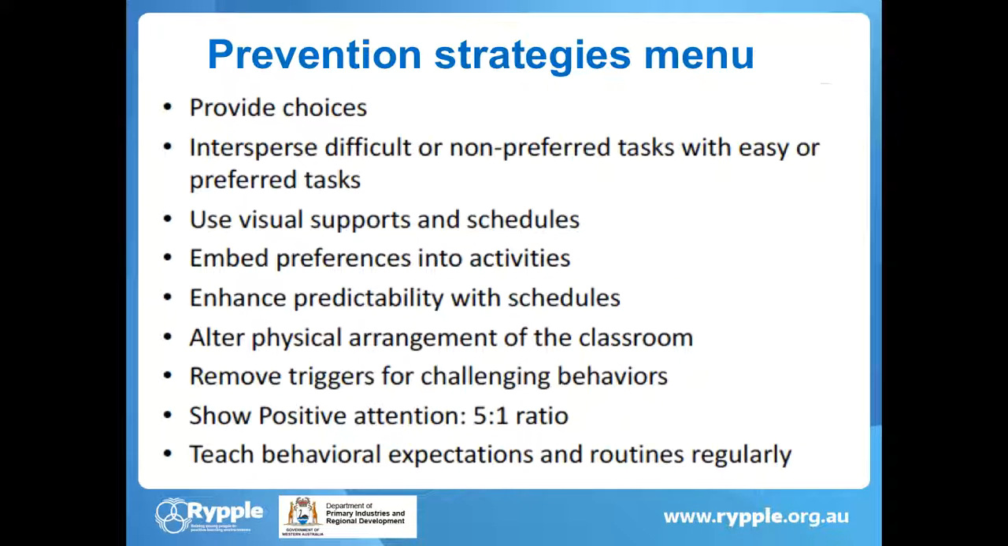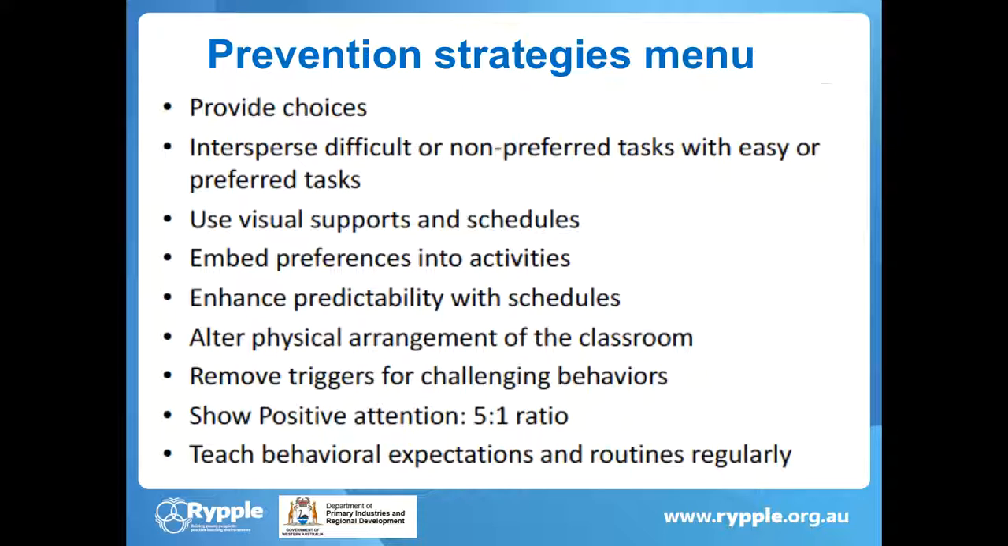When you're considering what you can do in your prevention plan, there are a number of strategies that you can use. You can provide choices, a this or a that. We can also intersperse difficult tasks or things the kid doesn't like doing with easy or preferred tasks. We can use visual supports and schedules, things like first and then charts. They can be really, really helpful. Embed preferences, enhance predictability, change the physical arrangement of the classroom.